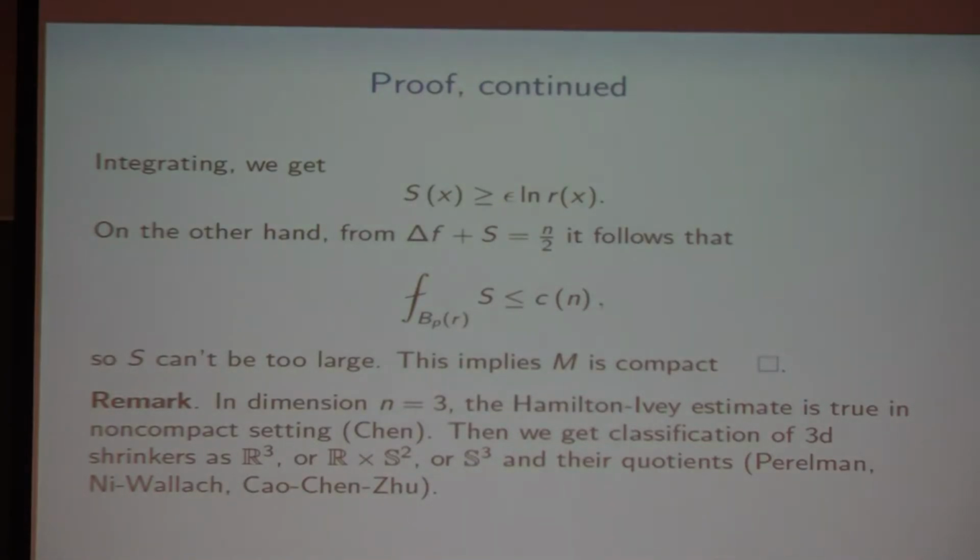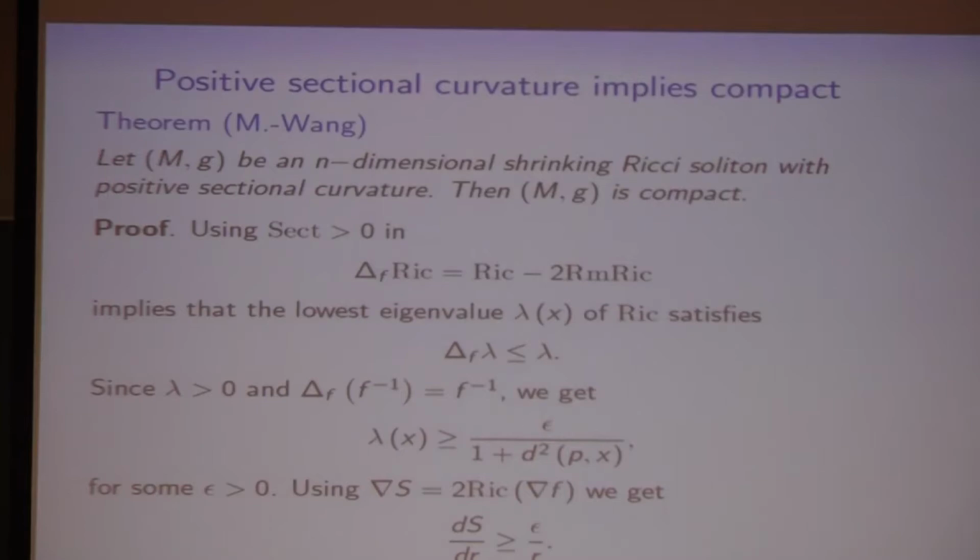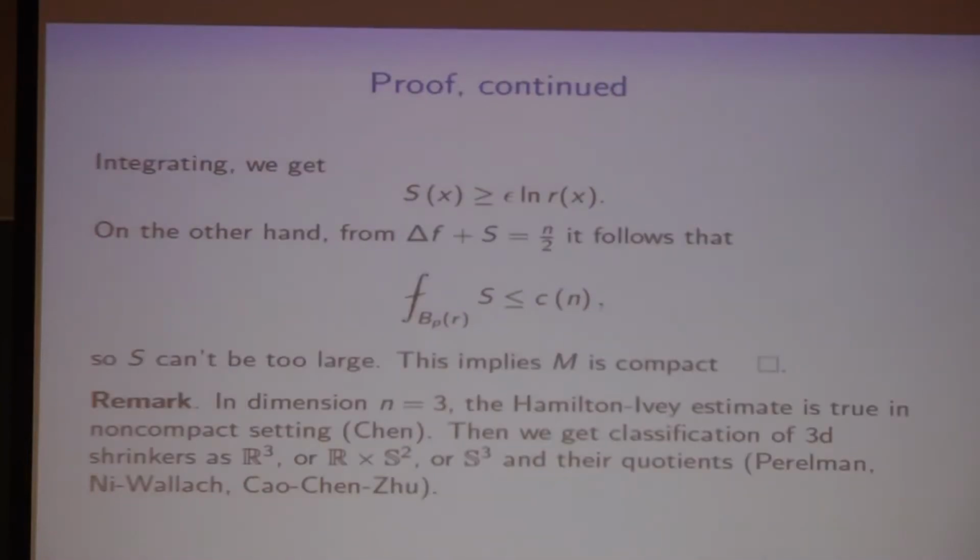This is not a contradiction argument. So it's unlike Perelman or unlike Naber, where you assume by contradiction that it's non-compact, then you study the geometry at infinity, and come up with a contradiction. Here we don't do that. We just say if these are the equations and sectional is positive, then we integrate it. We get the upper bound for R. That's all. So we get an upper bound for R.